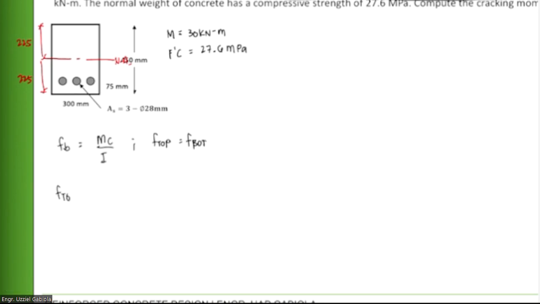So let's consider the top fiber. We have the moment, then the distance, and then the inertia. For a rectangular section, the moment of inertia is base times height cubed over 12. So we substitute the values. We change the value of kilonewton meter to Newton mm to uniform the unit, and then multiply by the distance from the neutral axis to the extreme fiber, that is 225.